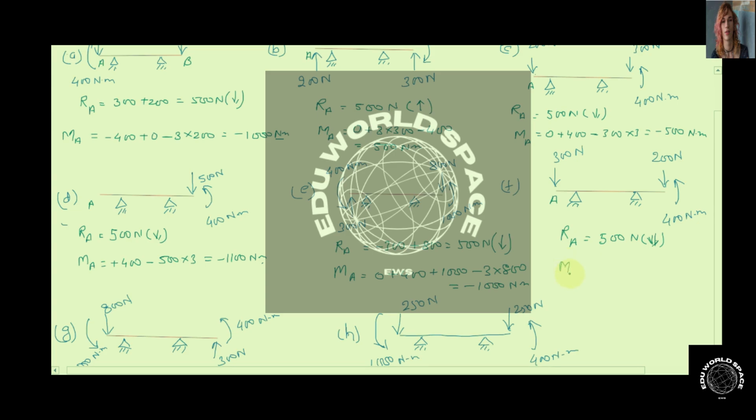Now if we talk about the moment that is acting at point A, because of this 300 Newton is going to cause zero moment, but this 400 Newton meter and 200 Newton will cause moment about point A. This 400 Newton meter is in counterclockwise direction, so plus 400, and this 200 Newton will cause a couple in clockwise direction, so it will be minus 3 multiplied by 200, which comes out to be minus 600 plus 400, so it will be minus 200 Newton meter.